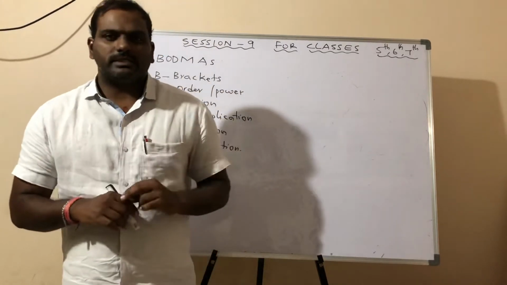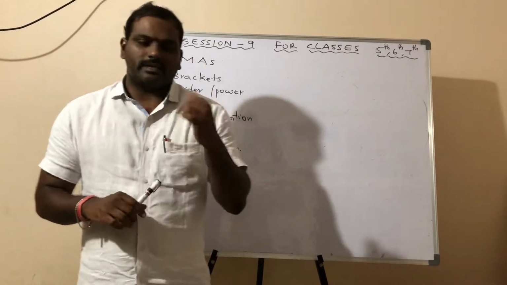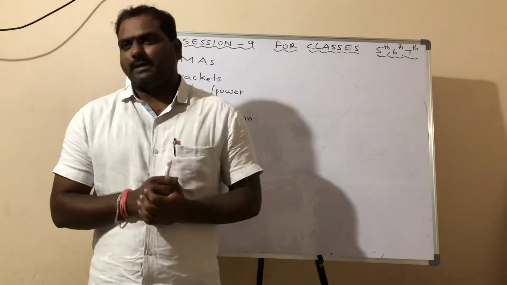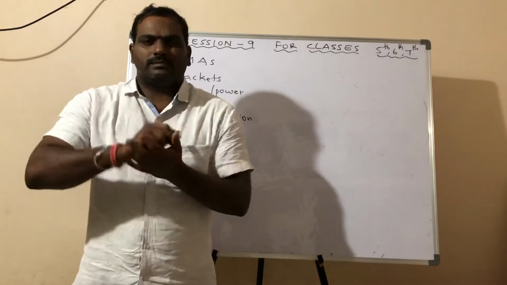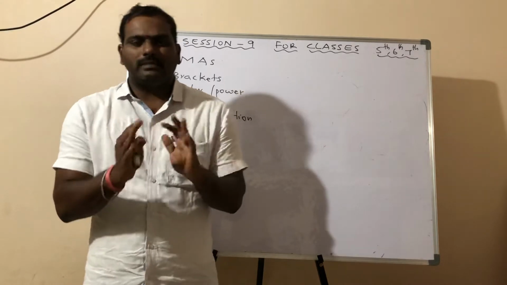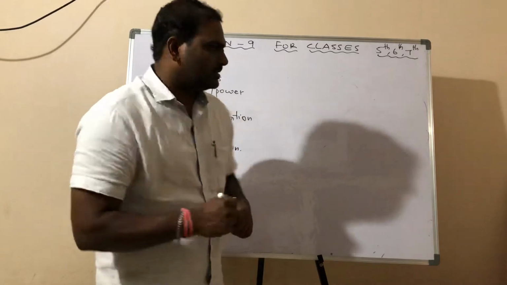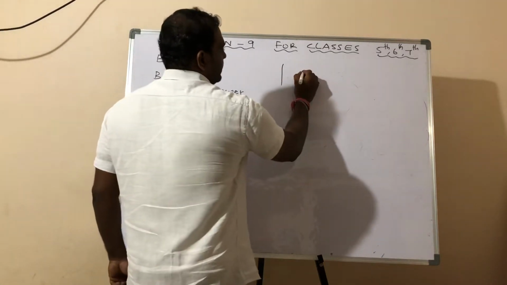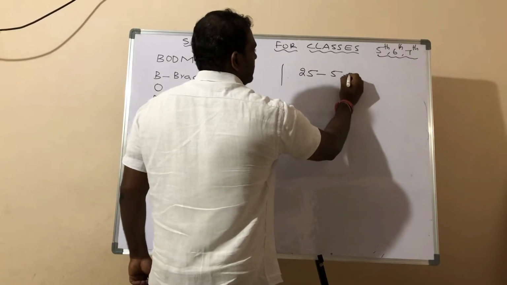So in the first 2 sessions I've explained additions, in the next 2 sessions subtractions, in the next 2 sessions multiplication, and in the last session divisions. Now in this session, a combination of all sums, that means a combination of addition, subtraction, multiplication and division. Sir, what is the combination? Means, for example, if I give a sum like this, 25 minus 5 divided by 5.